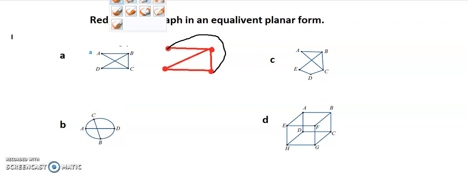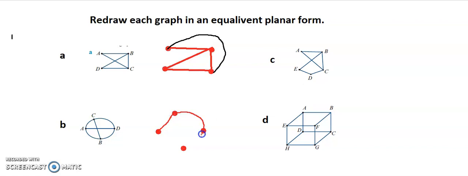So again, I just make sure I put down my vertices, A, C, B, and D. I'm drawing my A to C, C to D, D to B, and B to A. I'll keep my line from A to D, but my line from C to B will go on the outside.